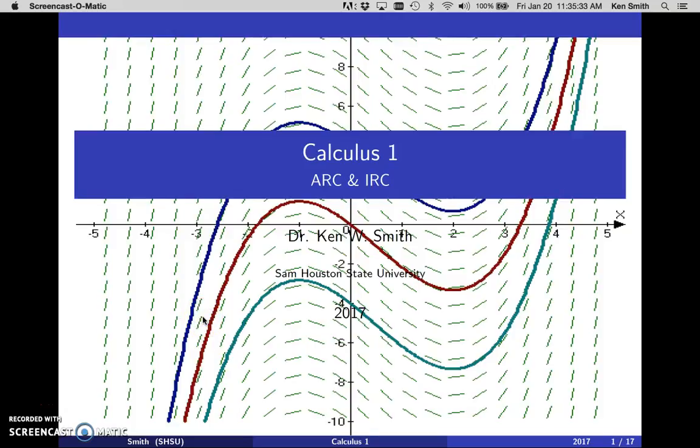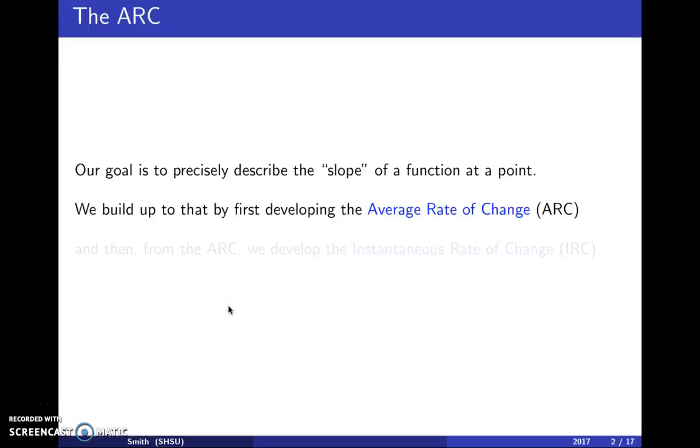In this video, we look at the average rate of change and the instantaneous rate of change. That is, the ARC and the IRC. Our goal is to precisely describe the slope of a function at a point. We build up to that by first developing the ARC, and then from the ARC, we develop the IRC.